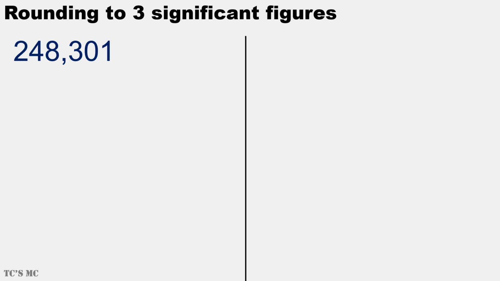Rounding to 3 significant figures. In 248,301, the first significant figure is 2, the second significant figure is 4, and the third is 8. This 8 represents 8,000, which means we are rounding to the nearest thousands. Our answer becomes 248,000. Remember, these 3 zeros are needed to give the correct place value.